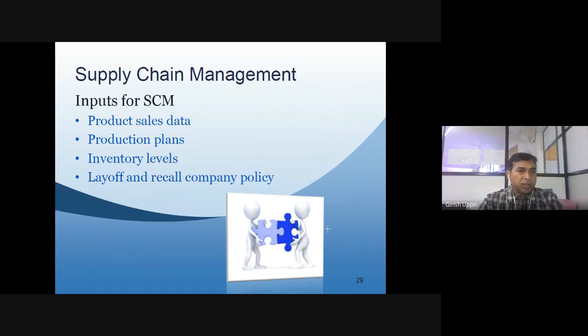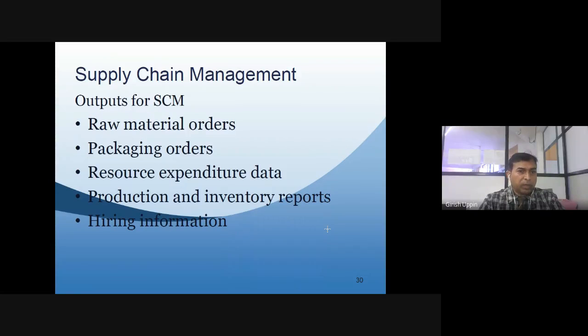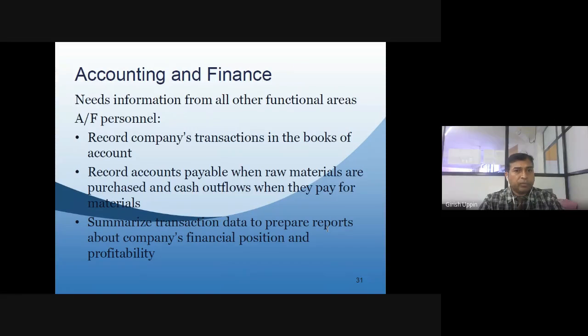Supply chain management inputs: product sales data, production plans, inventory level, layoff and recall company policies. Those are the input for the supply chain management. What is the output from that? Raw material orders, they place the raw material orders, packaging orders, resource expenditure data, production and inventory reports, and hiring information. Those are the outputs that are produced.